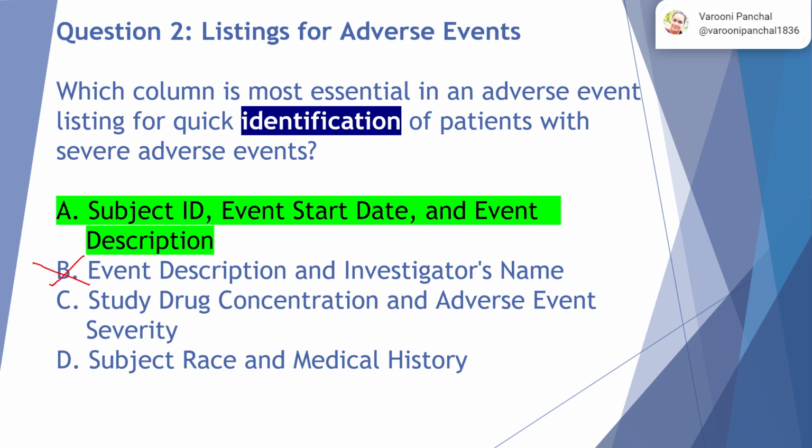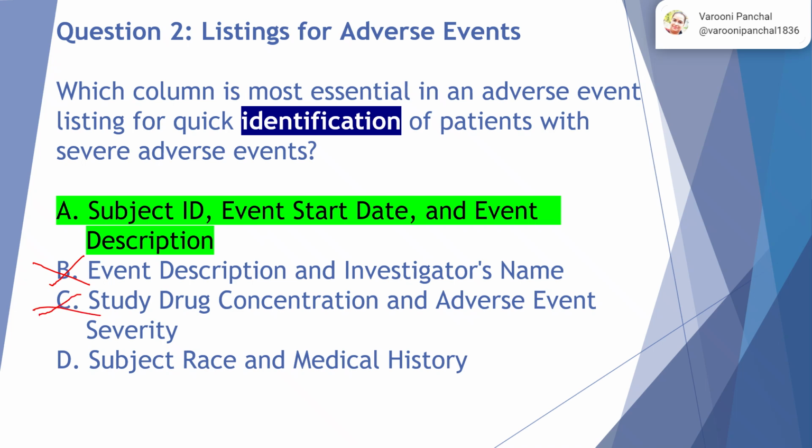Option C, study drug concentration and adverse event severity. Now again the concentration can be the same and even the severity can be the same for multiple records, and it cannot uniquely identify a specific patient or a specific record. So this is not the right answer.